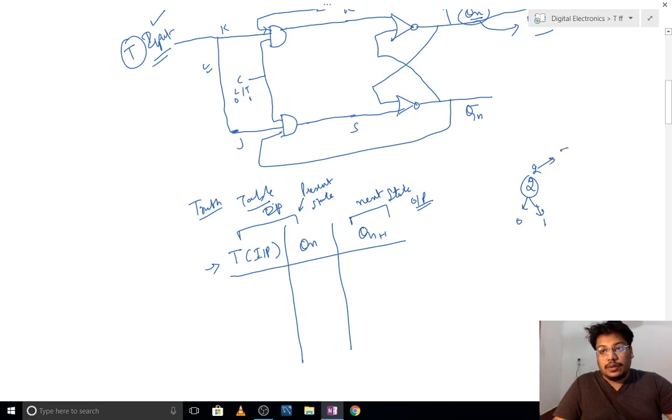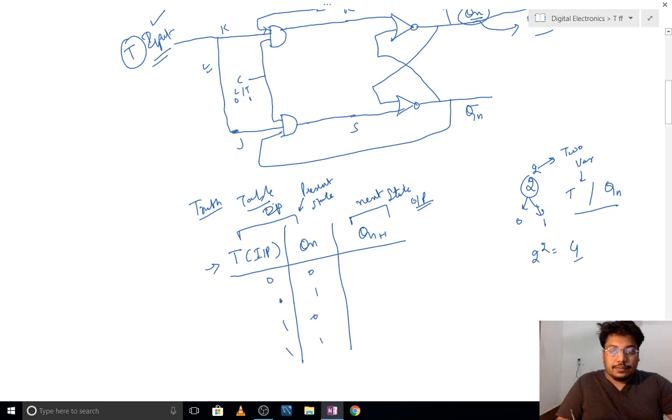And this 2 is for two variables, which are T and Qn. So there will be 4 combinations, 2 raised to power 2. The 4 combinations are 0 0, 0 1, 1 0, 1 1.